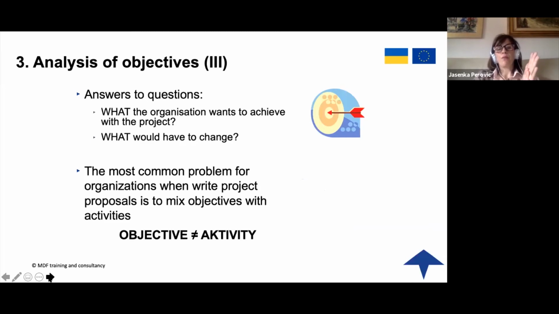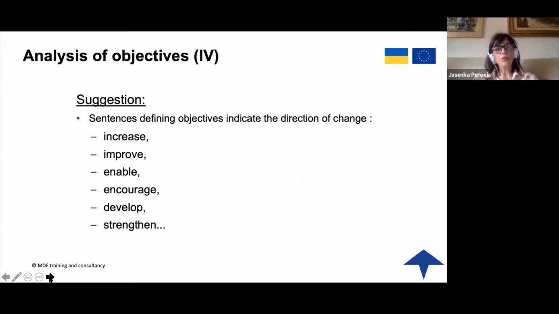The most common problem for organizations when writing a project proposal is to mix objectives and activities. And again, how do you make sure that this does not happen to you? Our suggestion would be that the sentences defining objectives indicate direction of change. So it is either increase, improve, enable, encourage. So you use these active verbs, okay, which give direction.